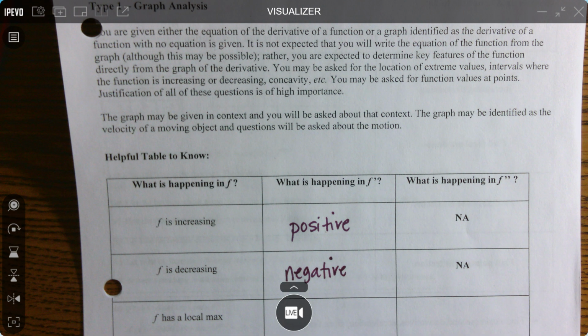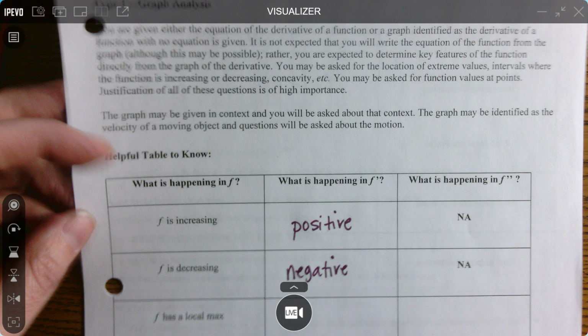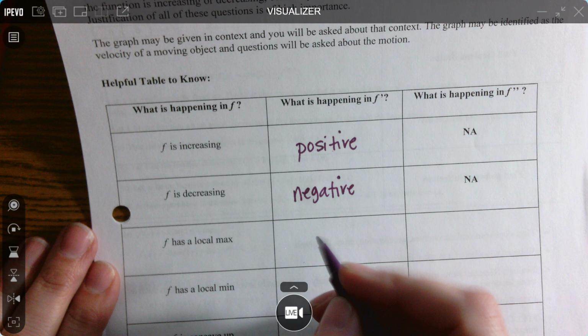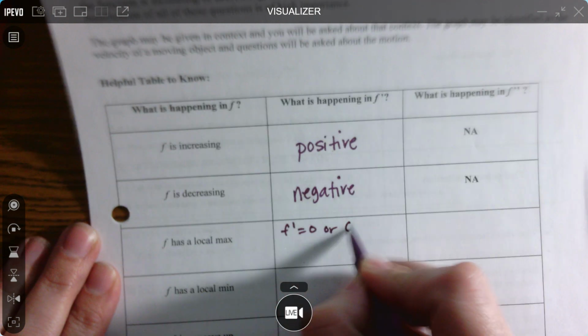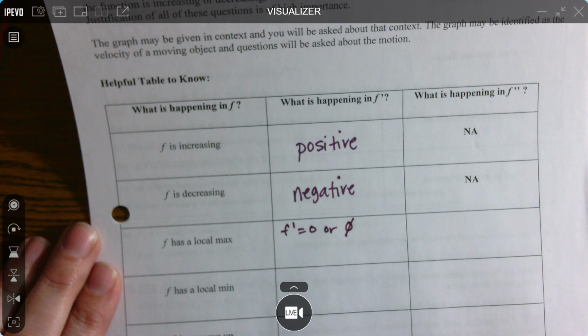So decreasing f prime would be negative. And these words would be things that we would use also in a justification if they ask us about where f is increasing or decreasing. A local max, we would probably want to say a couple things. I would want to say that the derivative is 0 or undefined, and then I would also want to mention that sign change. So I need the sign to change from positive to negative.